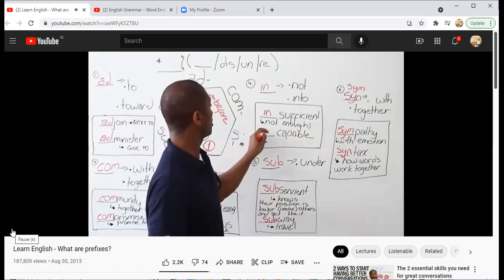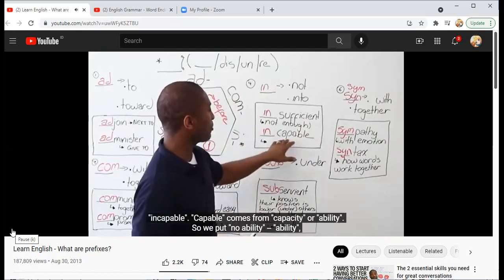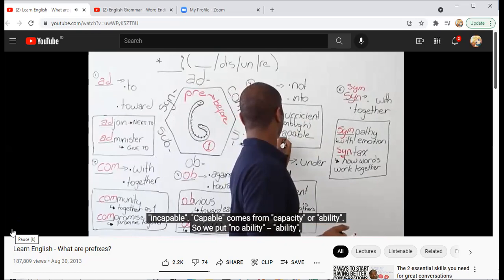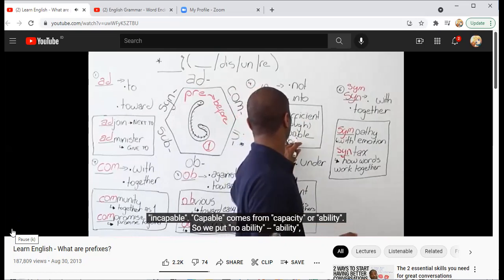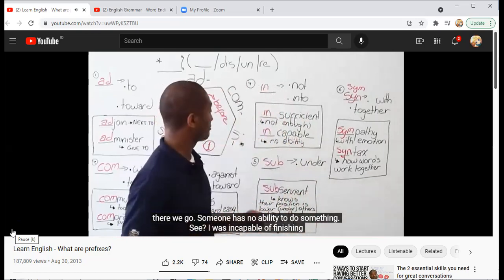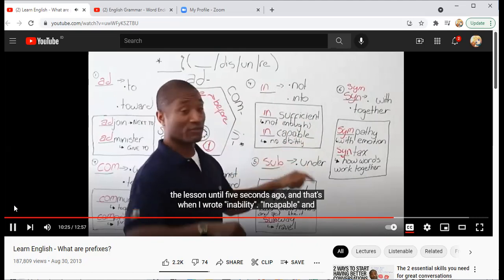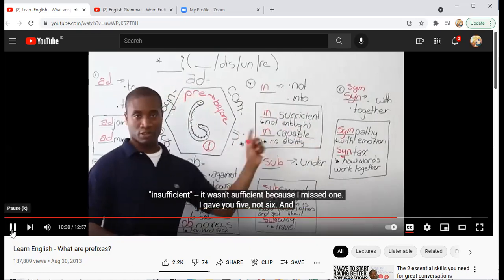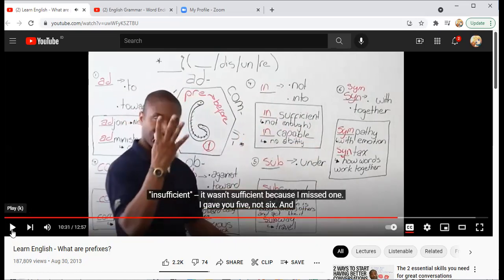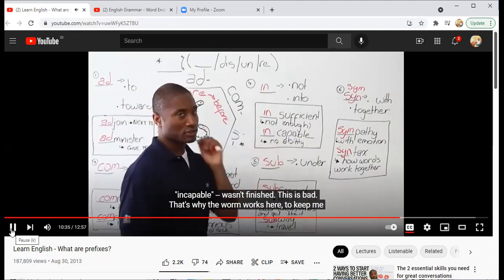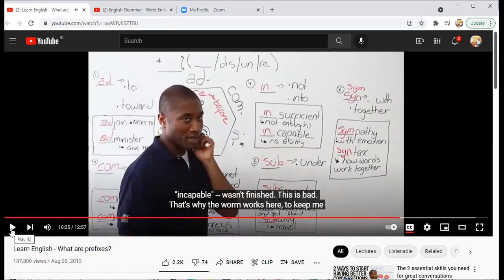And the last one is incapable. Capable comes from capacity or ability. So, but no ability. Someone has no ability to do something. See, I was incapable of finishing the lesson until 5 seconds ago, and that's what I wrote. Inability. Incapable and insufficient. It wasn't sufficient. I missed one. Gave you 5, and 6. And incapable wasn't finished. Okay, so the next one is in.